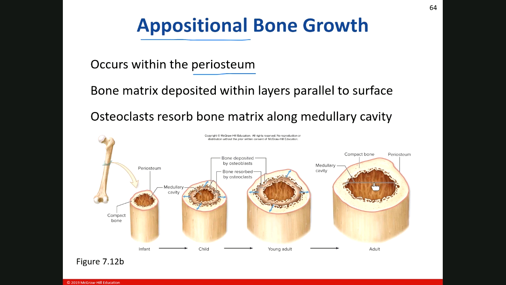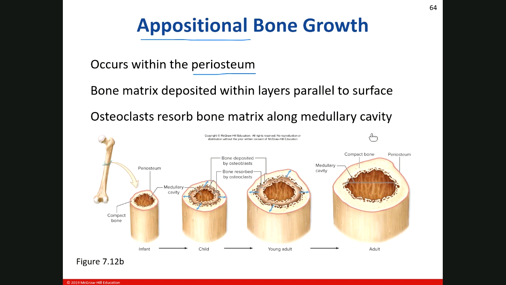Okay? So you've got to think that on the outside, the periosteum, the osteoblasts are making that bone thicker and thicker and thicker on the outside, the osteoclasts on the inside portion here of the medullary cavity, they're going to be resorbing that bone, okay? So the medullary cavity itself is getting bigger and bigger and bigger as the outside of the bone is getting bigger and bigger. So that's how we get our appositional growth, okay?